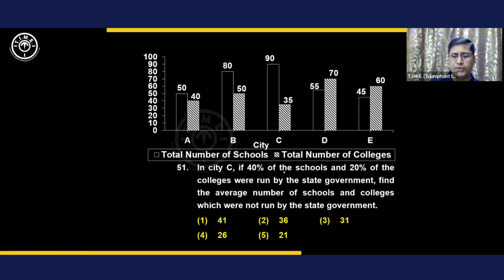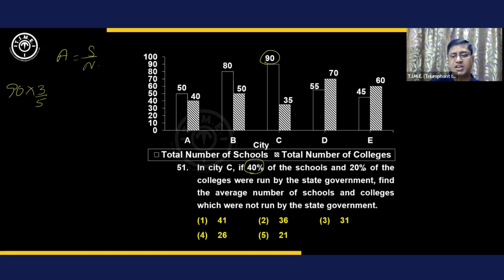In C, if 40% of the schools and 20% of the colleges are run by the state government, find the average number of the schools and colleges which are not run by the state government. Average to be found. Average means sum by number. What is the city here? C. So 90 is the number of schools. 90 schools, 40% run by state government. The remaining 60% are not run by the state government.